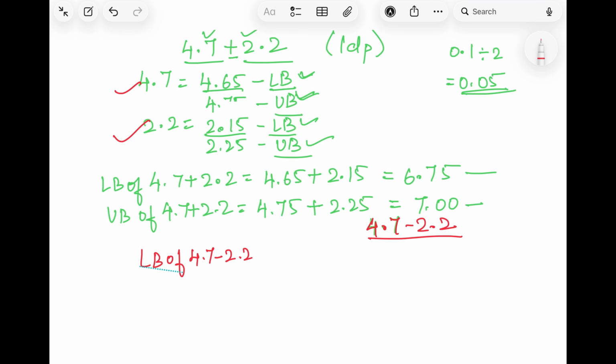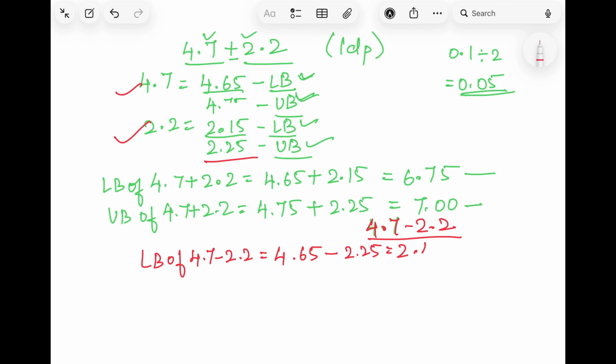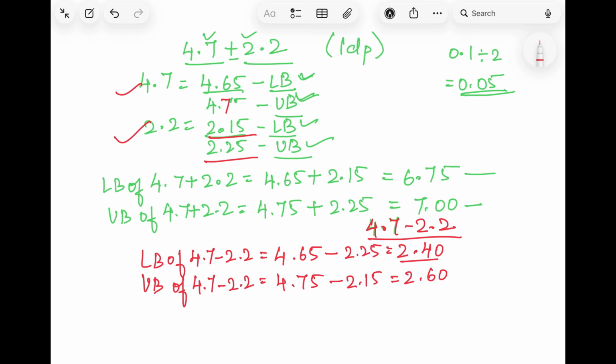But to find the lower bound of 4.7 minus 2.2, I will not subtract lower bound minus lower bound. What will I do? I will do 4.65 minus the upper bound of the second number. Okay. So we get 2.40, and to find the upper bound of the calculation 4.7 minus 2.2, we will take the upper bound, that is 4.75 of the first number, and then we subtract 2.15 from it. So what do we get? 2.60. So now this is the lower bound and this is the upper bound of the subtraction. So this is 2.40 and 2.60.